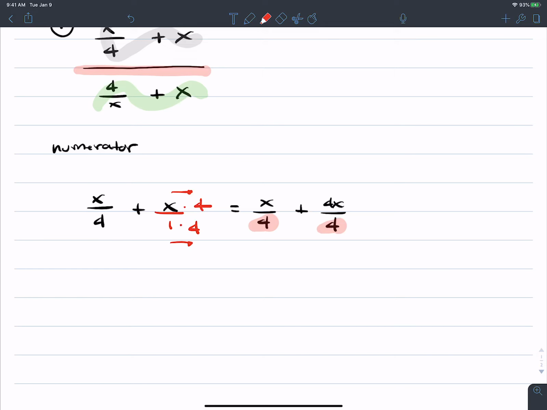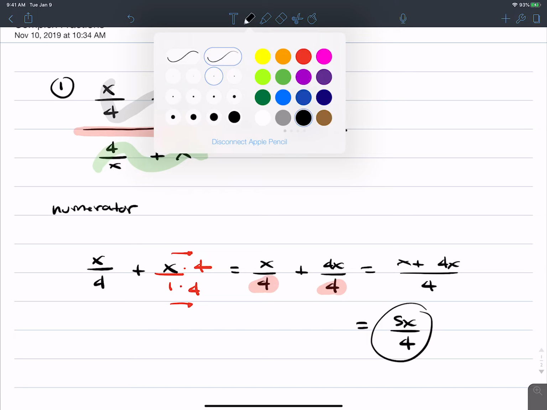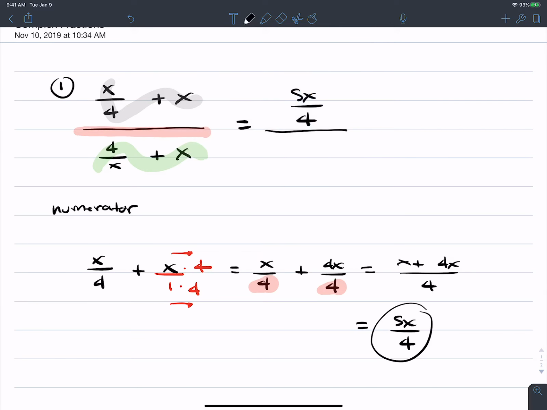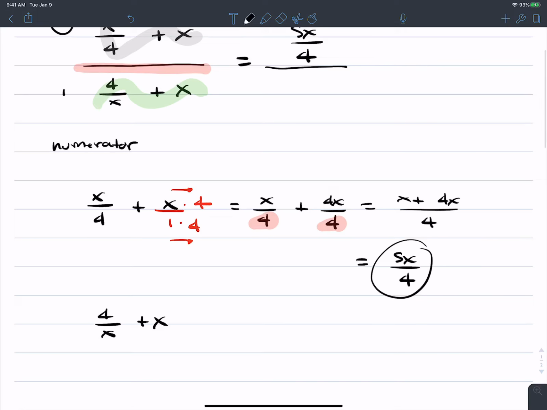4 and 4. So all we do here is add the corresponding numerators, x plus 4x, and we keep our denominator of 4. So we're going to end up with 5x over 4 here. So here's our fraction that's on top. It is 5x over 4. That's in our numerator position. We have to find the fraction on the bottom in the denominator position. So 4 over x plus x is in our denominator.